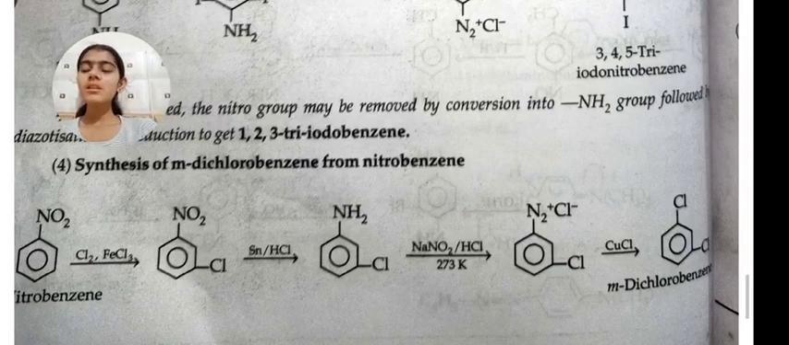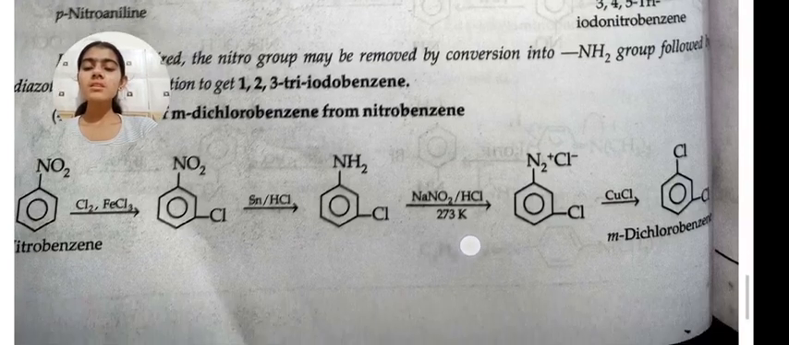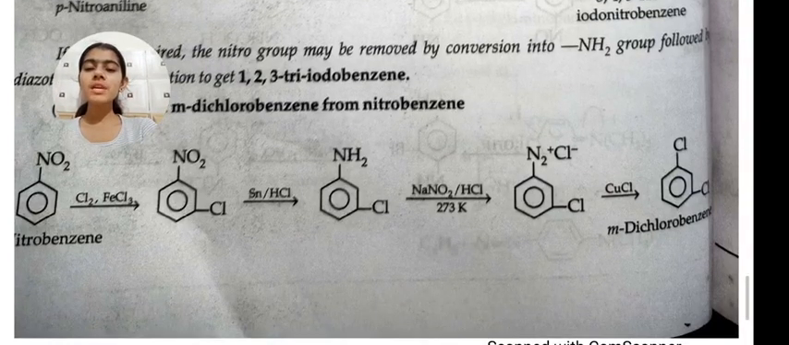It converts into meta-chloronitrobenzene. Then it undergoes partial reduction in the presence of Sn/HCl. It converts into meta-chloroaniline. Then this undergoes a diazotization reaction and is reacted with CuCl, and we get the product named meta-dichlorobenzene.